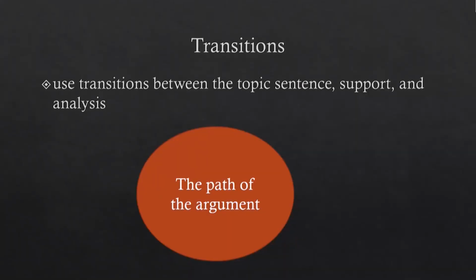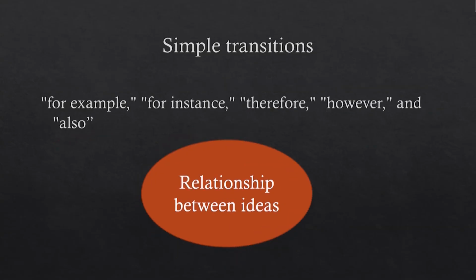As I said again, transitions are key for an effective paragraph. They make the paragraphs work really well for any reader. So, use transitions between the topic statement, the supporting statement and the analysis, because these transitional words and phrases chart the path of the argument. They show how the argument works. They give you the rationale for the supporting documents to be there. Some examples of simple transitions are: for example, for instance, therefore, however, and also.